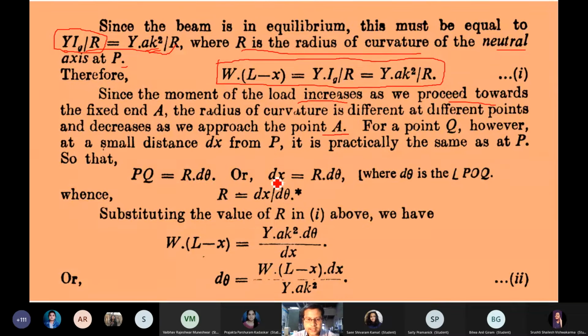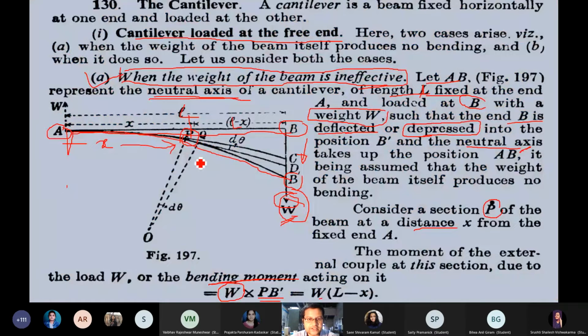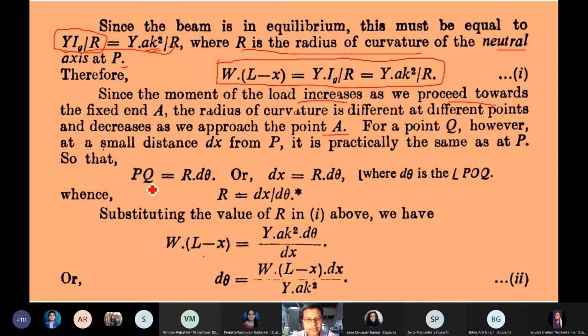And therefore this PQ, we are talking about the small displacement, I mean to say Q, which is a position from P of magnitude dx. So small dx will be this PQ magnitude. Therefore dx is equal to r d theta, and the angle subtended, angle POQ, is d theta over there. So d theta is the angle subtended, dx is the displacement. So r you express as dx by d theta over here. That is the radius of curvature.